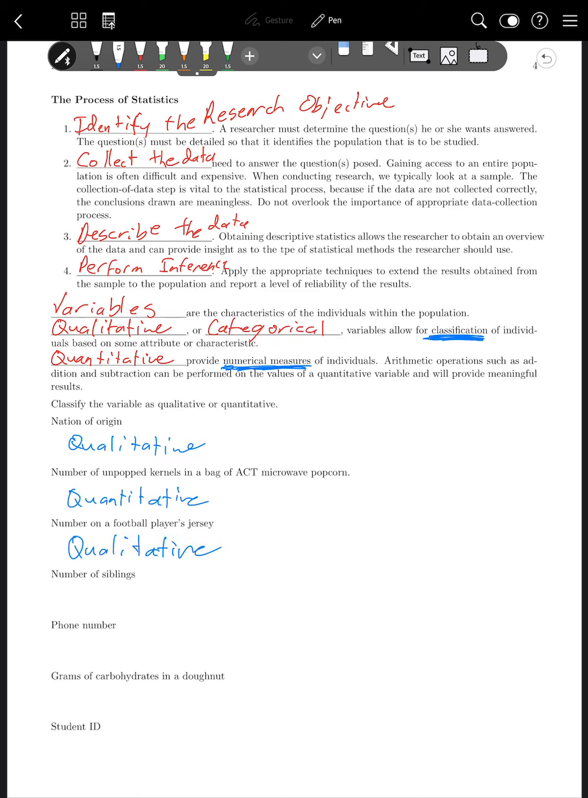Okay, so at this point, go ahead and pause the video for a moment and try these other 4. Okay, so the first one, number of siblings. So that's counting something, so we're measuring something, so that's going to be quantitative.